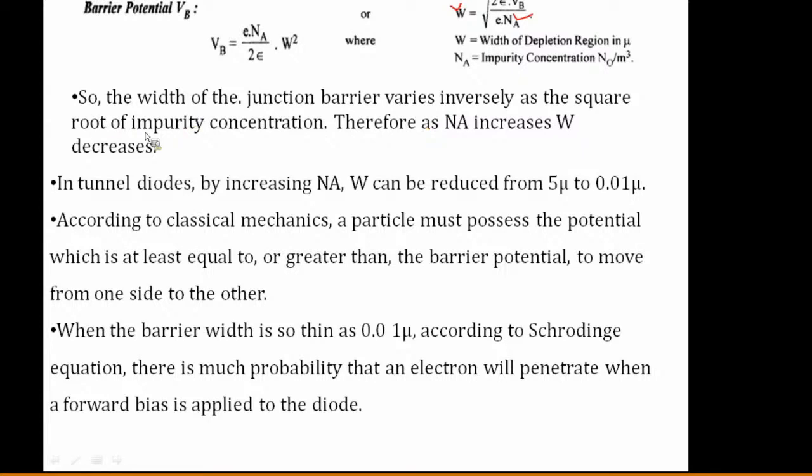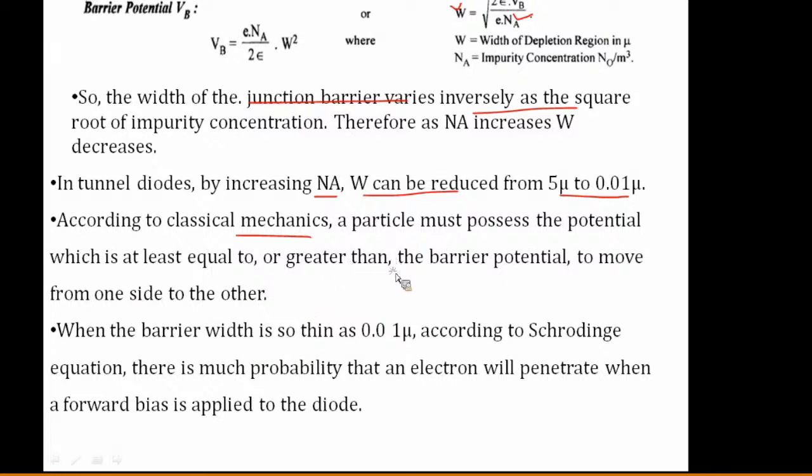Now, see the concept. The width of the depletion junction barrier varies inversely as the square root of the impurity concentration. In the tunnel diode, by increasing the impurity concentration, the width can be reduced to between 5 micro and 0.1 micro. That means a very thin junction is there. According to classical mechanics, a particle must possess a potential at least equal to or greater than the barrier, and only then will the current take place.